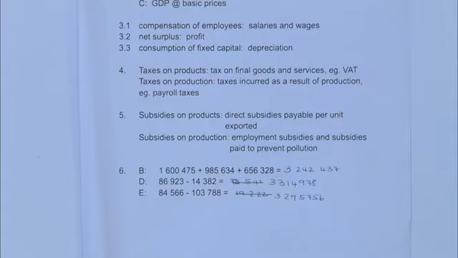Right. So to get the answer for B, I have to add all 3 of these numbers. And if you added all 3 of these, your answer for B should have been 3242437. And then you go, so it's that answer that you got by B. Taxes are always added, subsidies are always subtracted. So then I go 3242437 plus 86923 minus 14382.